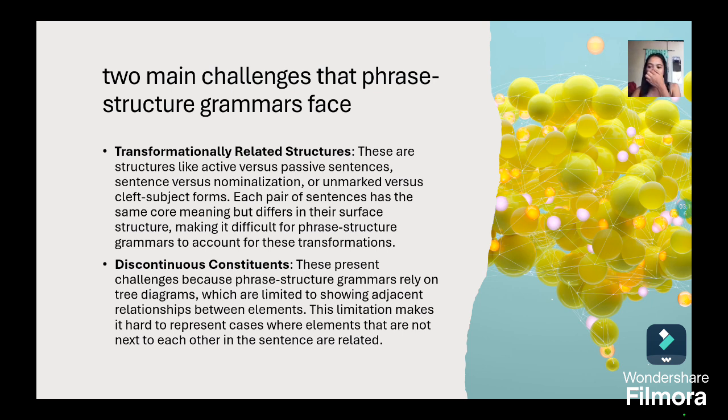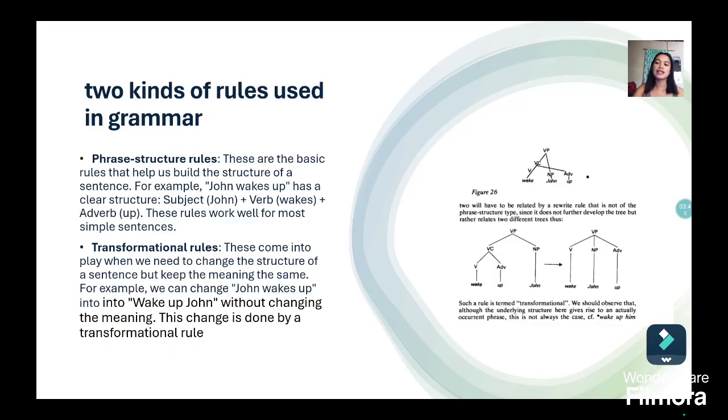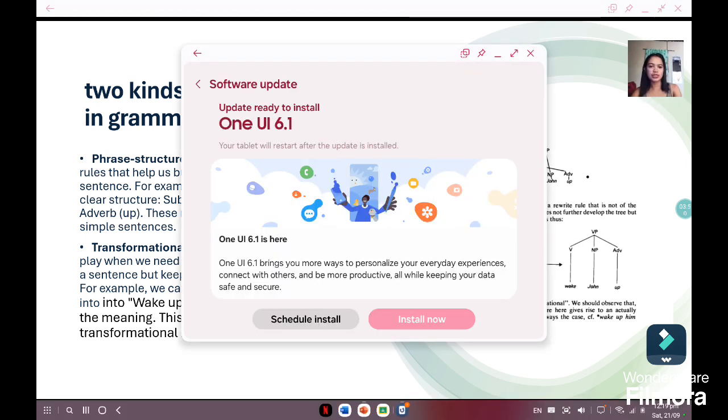These difficulties suggest that phrase structure grammars may require transformational rules or other tools to handle complex sentence relationships that go beyond adjacent elements or simple sentence form. So those are the two main challenges that phrase structure grammars face. Again, the transformationally related structures and the discontinuous constituents. Now let's proceed to the next slide. The two kinds of rules used in grammar.